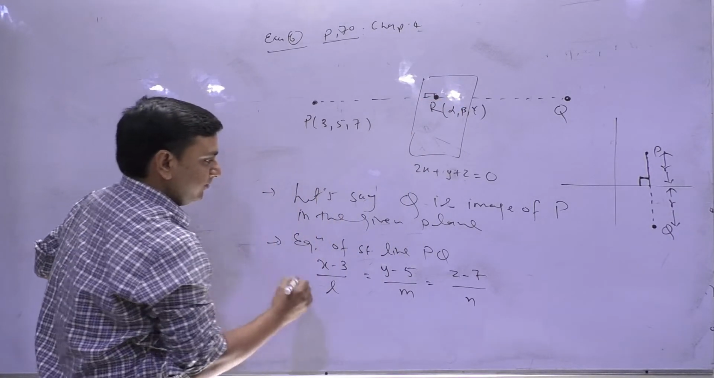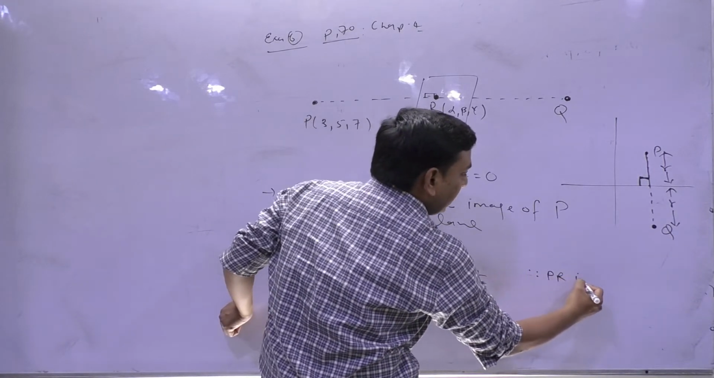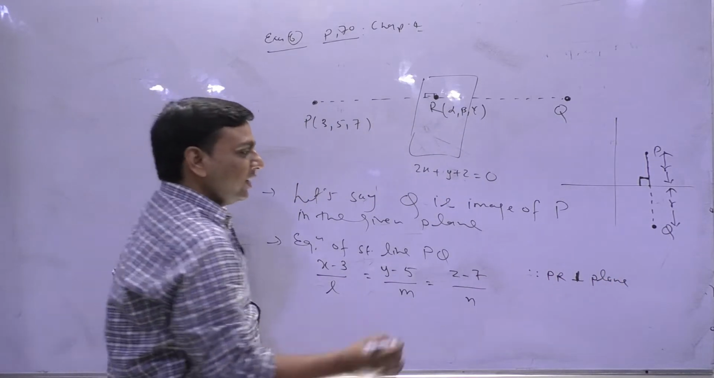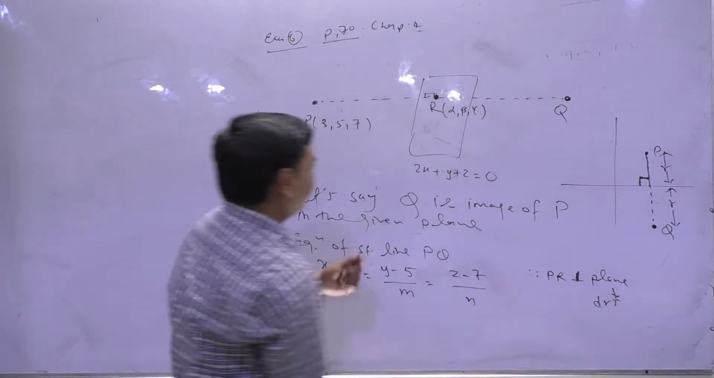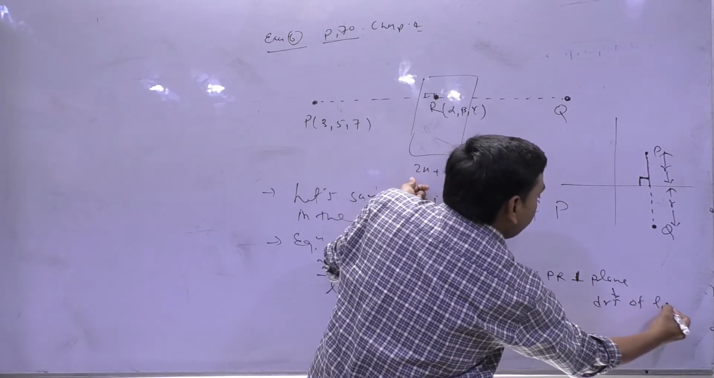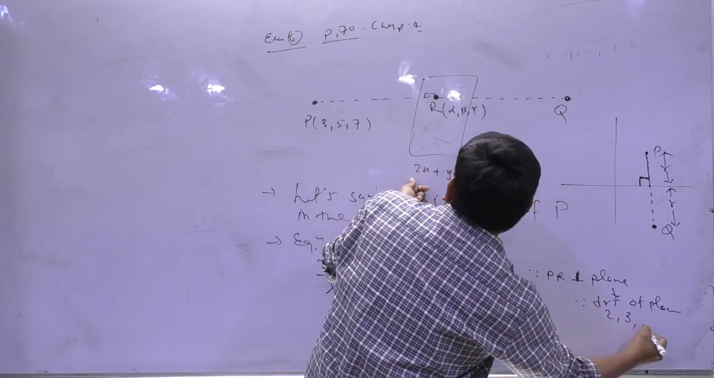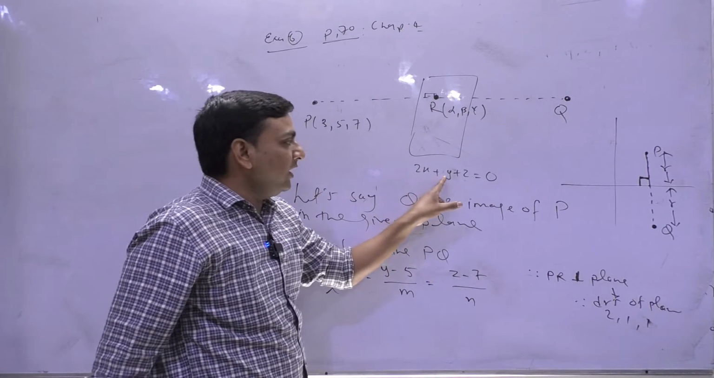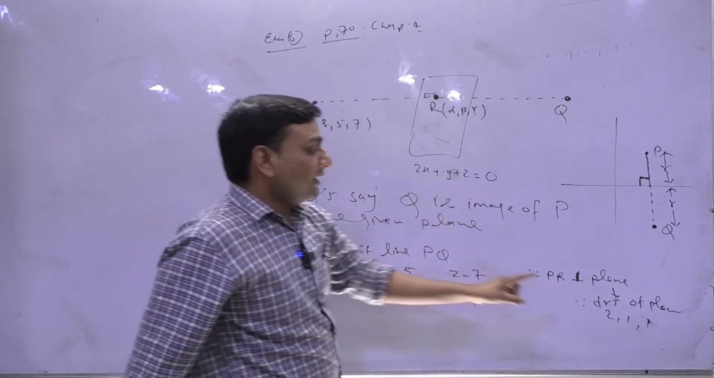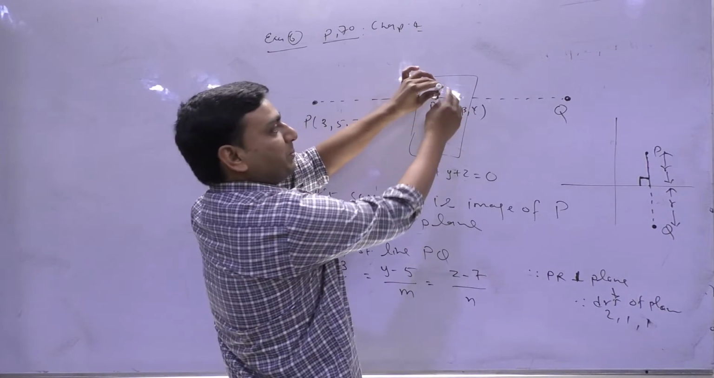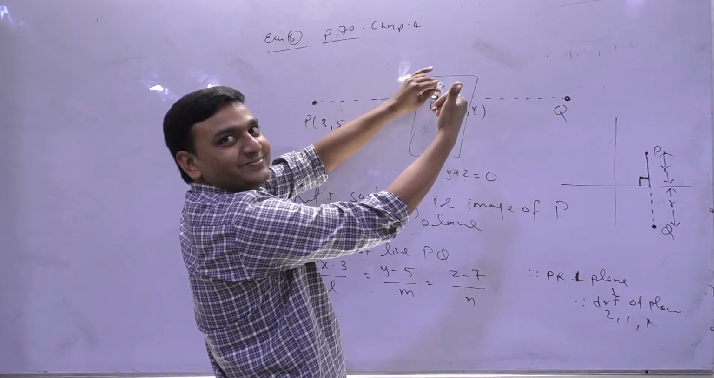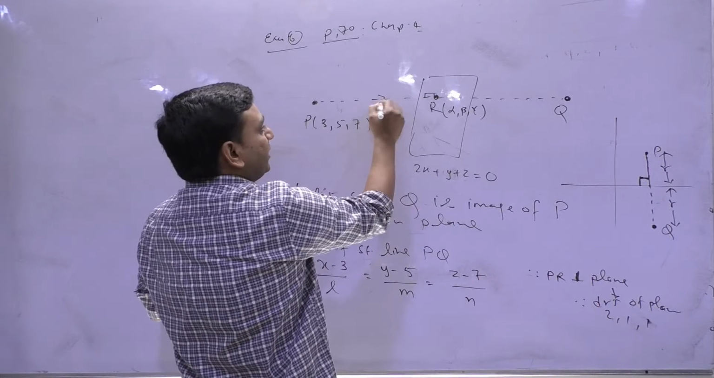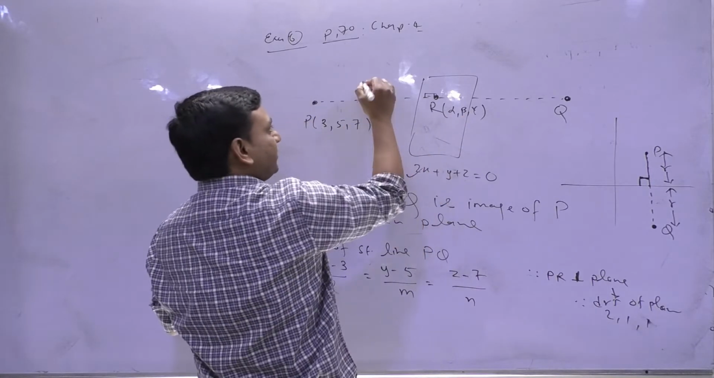So this is perpendicular to PR. देखिएगा बच्चे, since PR is perpendicular to the plane, और plane के DRS क्या हैं? Observe, DRS of the plane are 2, 1, 1, the coefficients of x, y, z. DRS of a plane are always perpendicular to the plane or not? Clear? So if I am talking about the PR line, the DRS of the PR line will be the DRS of the plane or not?